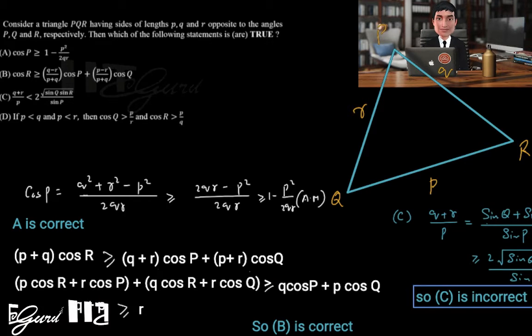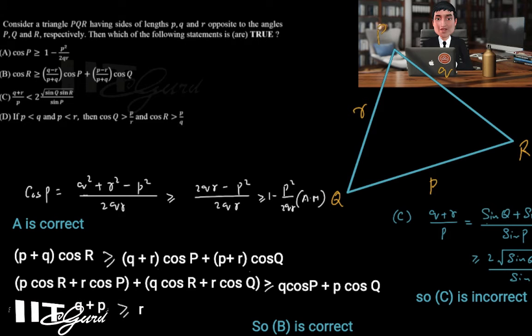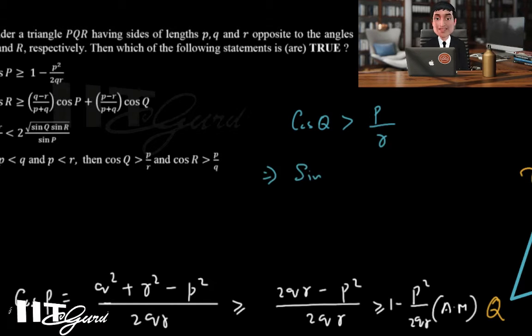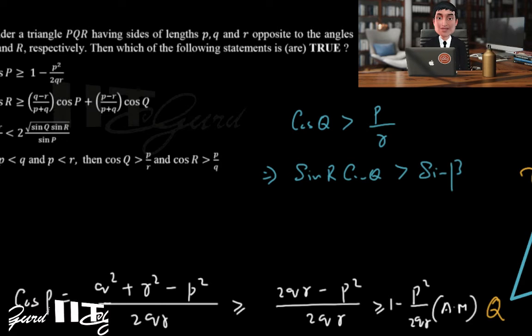So C is incorrect. Now think about the D option. For the D option, we can go for cos Q. As cos Q is greater than P by R, it is given over here. They are saying cos Q is greater than P by R. Using the sine rule, P we can write as K sine P, and R as K sine R, K cancels. So sine P, and cross multiply: sine R into cos Q simply.